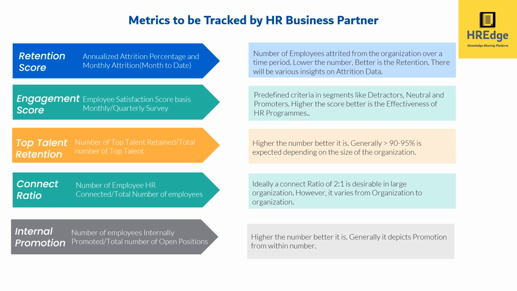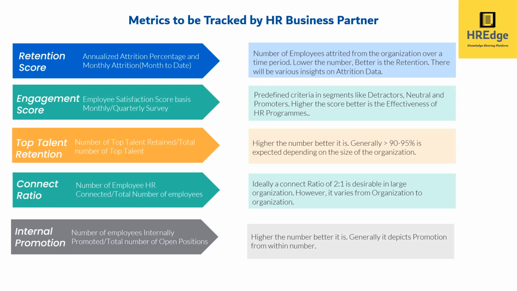Now how many of them have we retained over the past 1 year? Say, for example, we have 100 people classified as top talent. Out of 100, say we have retained 90 people and 10 people have attrited. Then our top talent retention score is 90%. So anything above 90% is considered a good number, a good metric for the HR business partners.